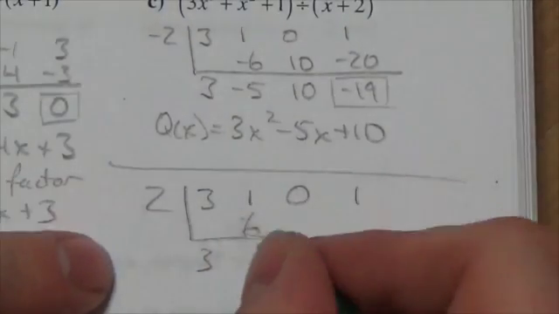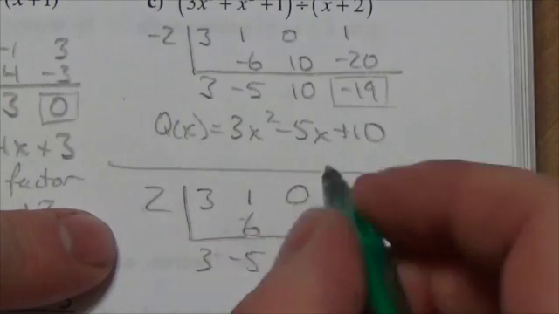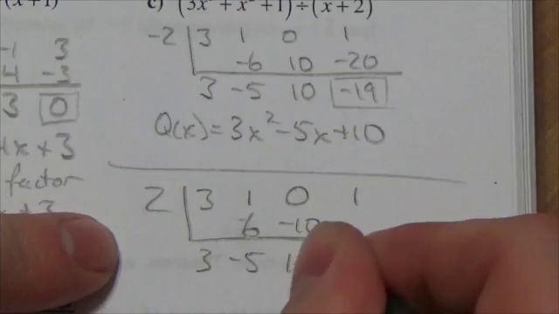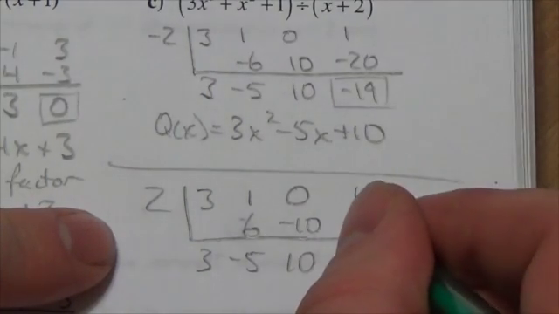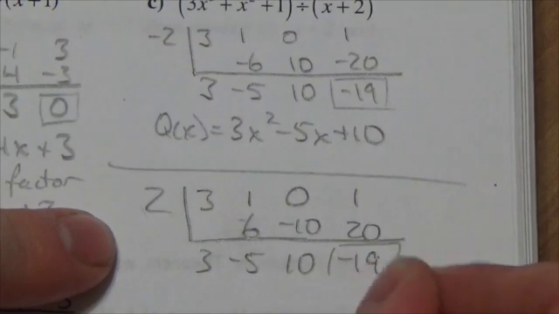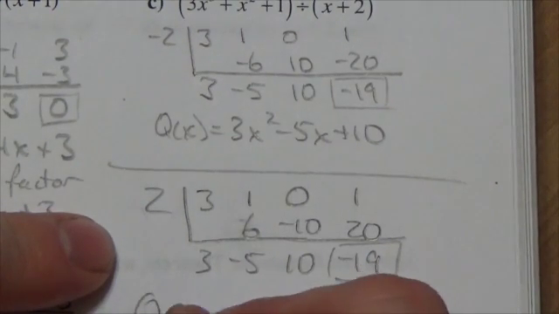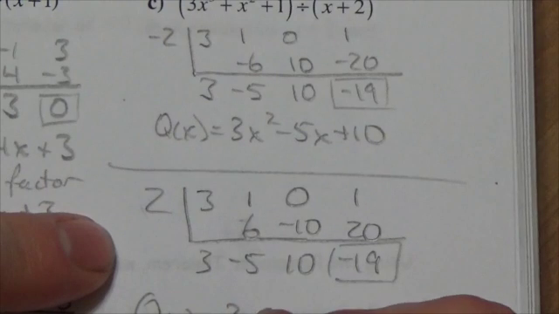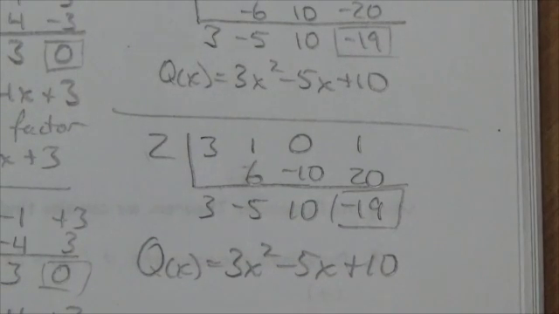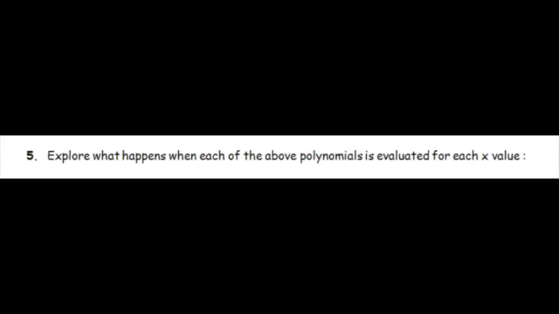Okay, and now subtract, and we're going to get negative 5. Multiply, we get negative 10. Subtract, 0 minus negative 10 will be positive 10. 2 times 10 is 20. 1 minus 20 is negative 19, and there it is again. There's my remainder. And once again, my quotient is 3x squared minus 5x plus 10. There you go.